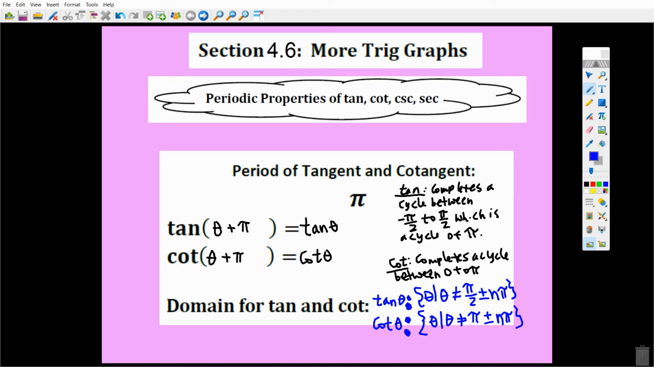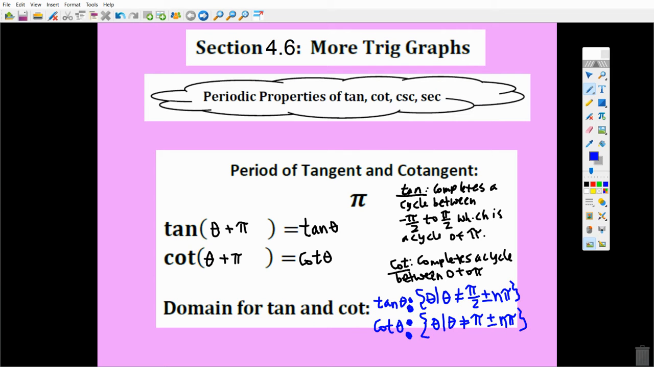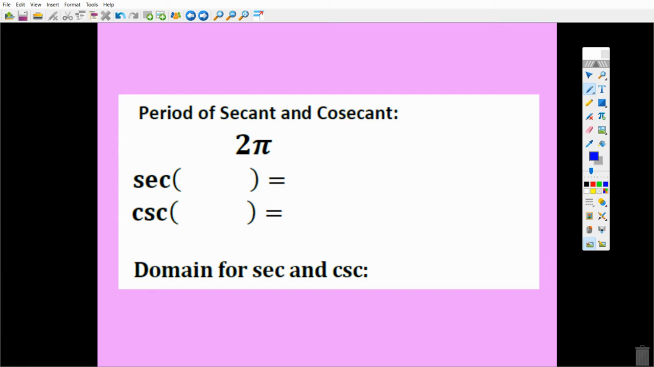Now, I'm going to jump to the period for secant and cosecant. And again, if you need to slow down and rewind, you can, because it is a video. I'm trying to keep it kind of short so that it doesn't take a long time to upload to YouTube. Now, for the period of secant and cosecant, it's 2 pi. So they both complete a cycle between 0 and 2 pi.